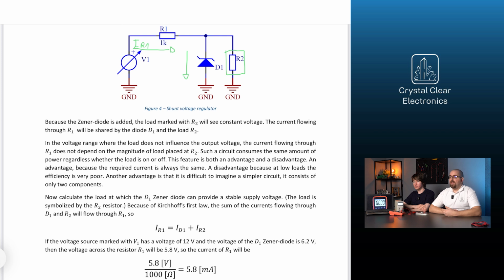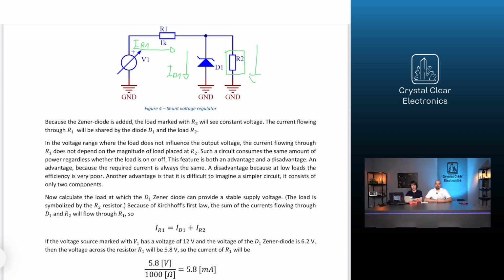In the voltage range where the load does not influence the output voltage, the current flowing through R1 does not depend on the magnitude of load placed at R2. Such a circuit consumes the same amount of power regardless whether the load is on or off. This feature is both an advantage and a disadvantage. An advantage because the required current is always the same. A disadvantage because at low loads the efficiency is very poor. Another advantage is that it is difficult to imagine a simpler circuit as it consists of only two components.